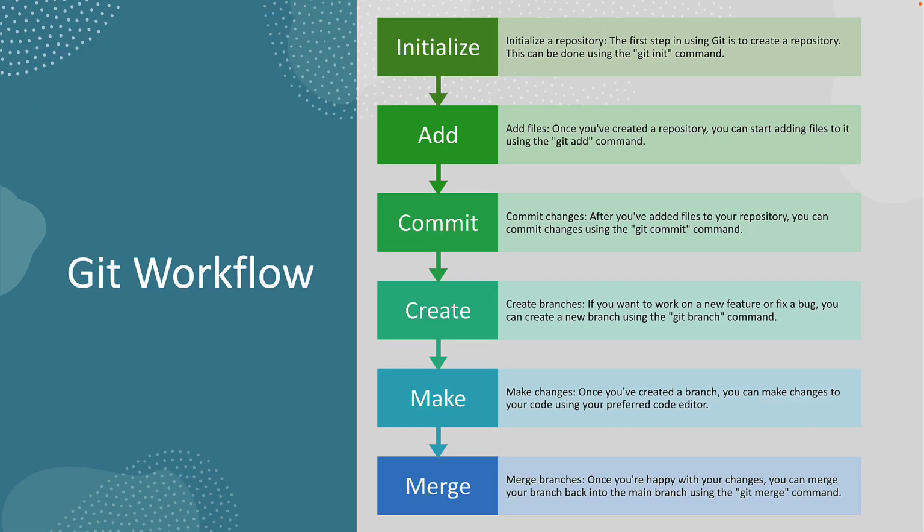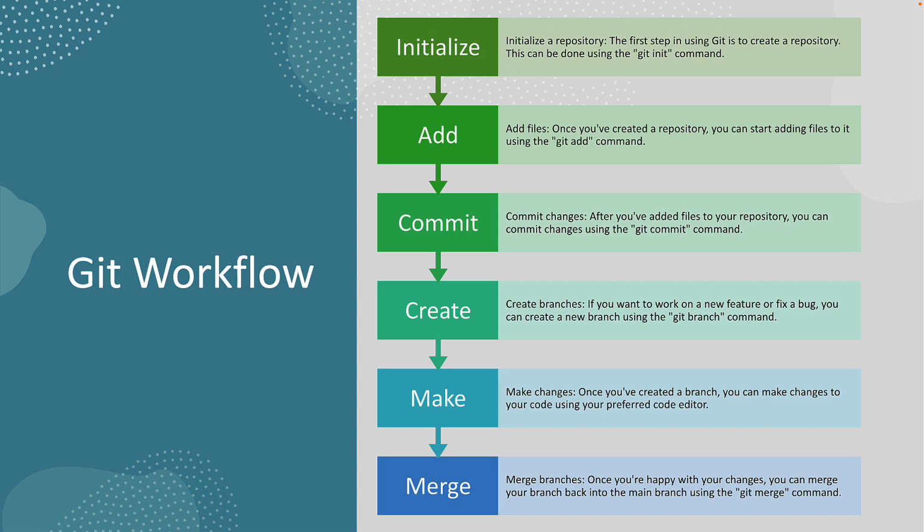Let's look at a typical workflow with Git. We'll work from the top all the way down to the bottom. The first step is to initialize a repository. The first step in using Git is to create a repository, and this can be done with the git init command. Then once you've created your repository, you can start adding files to it with the git add command. Then you can commit changes. After you've added your files, you can commit those changes using the git commit command. Following that, you can create branches. If you want to create a branch, you can use the git branch command.